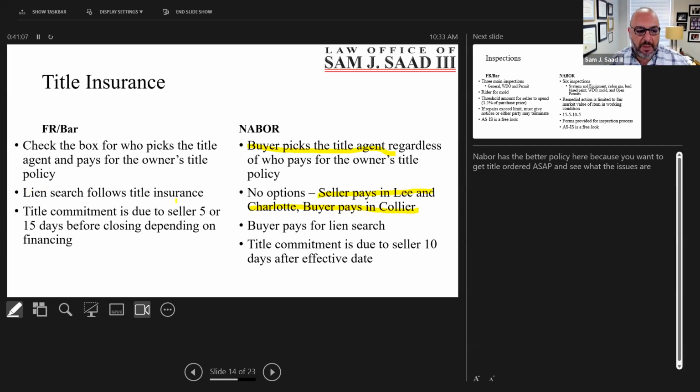And don't forget the lien search follows the title insurance. So that's $104. It's picked up as an additional fee, whereas under NABOR, the buyer pays for the lien search in all cases.